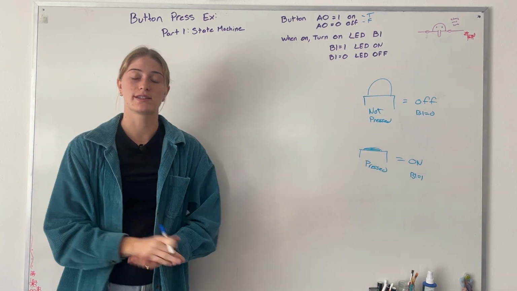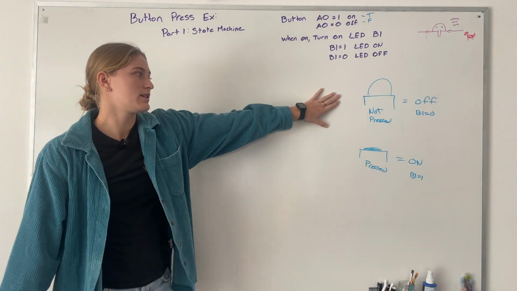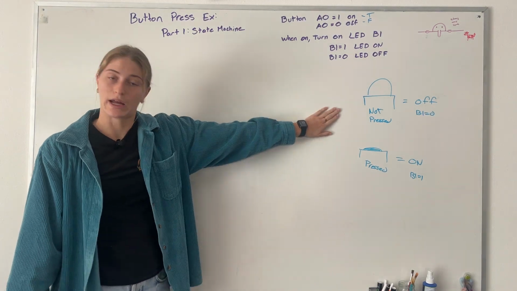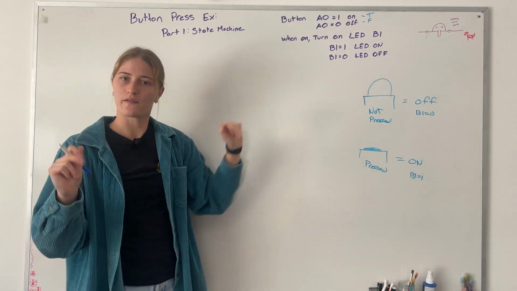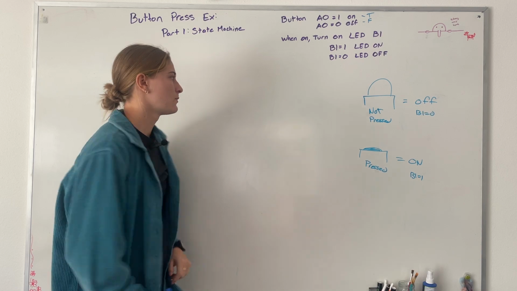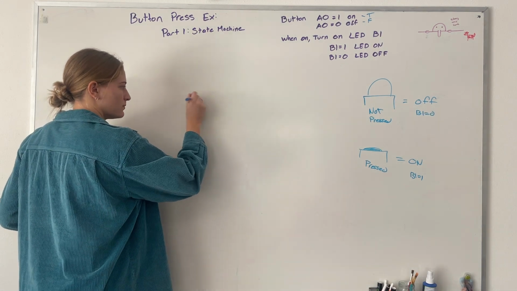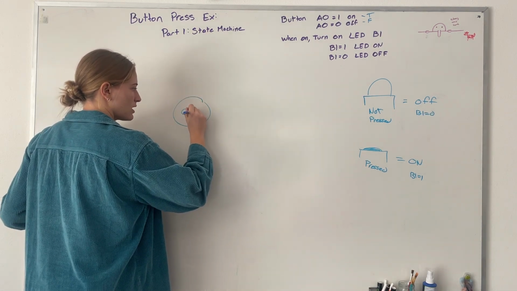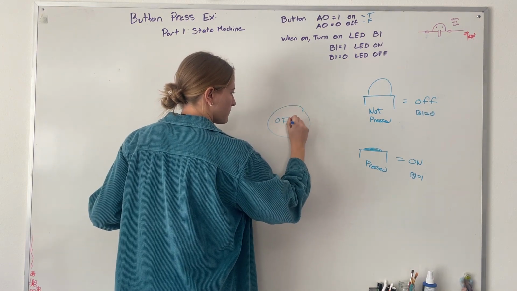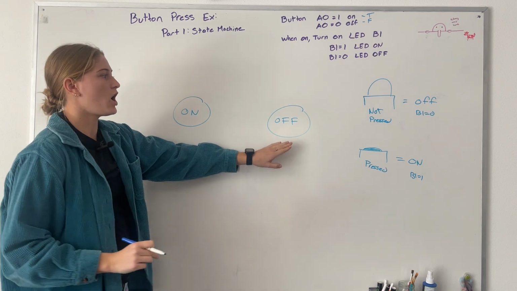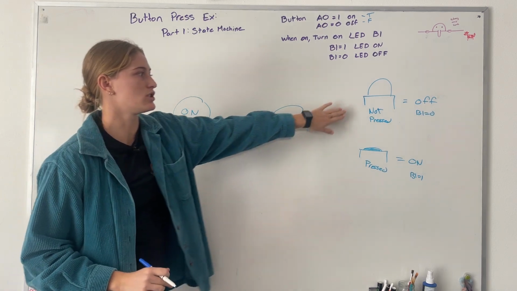So how do we draw this as a state machine? Well, notice that in our real world drawing here, you've got two states. You have the off mode, off state, and the on state. We can represent each state by a circle. We have the on state, and we have the off state. Now, we're in the off state when it's not pressed.